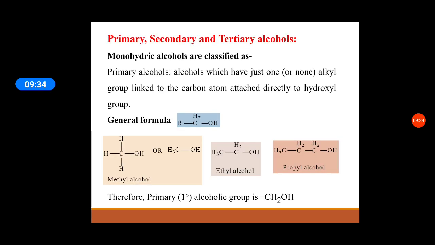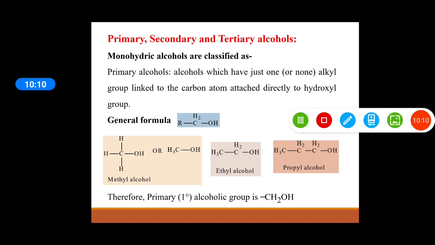Let us come to the classification of monohydric alcohols. We have studied about the classification of alcohols as monohydric alcohols, dihydric alcohols, trihydric alcohols, and polyhydric alcohols. That depends upon the number of hydroxyl groups present in the molecule. The monohydric alcohols are again classified depending upon the position of hydroxyl group present as primary, secondary and tertiary alcohols.